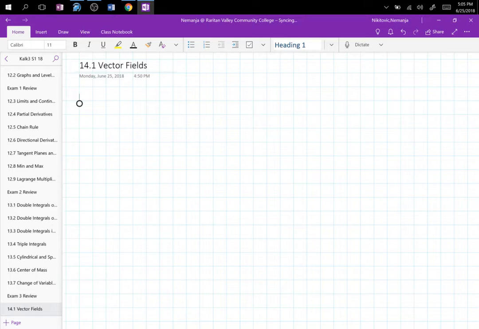Hello and welcome back to Calculus 3, section 14.1 on vector fields. So we are starting our vector calculus chapter. This is the end of Calculus 3. We have to push through at least half of this thing as the semester is winding down, so pay attention.